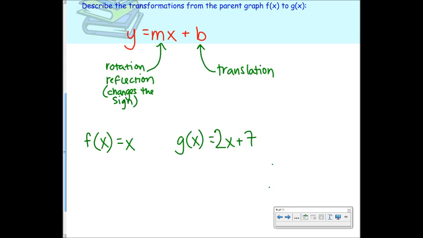And then you also told me that the y-intercept changed. So what does that tell you? Translated which way? Plus 7, so translate up 7. And that's it. Why wasn't there a reflection? It didn't change the sign. So there wasn't a sign change.